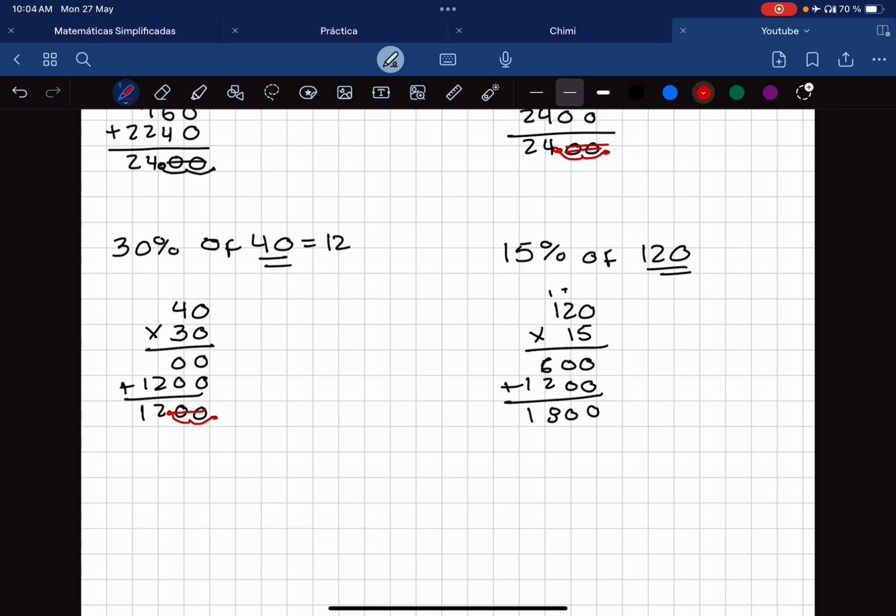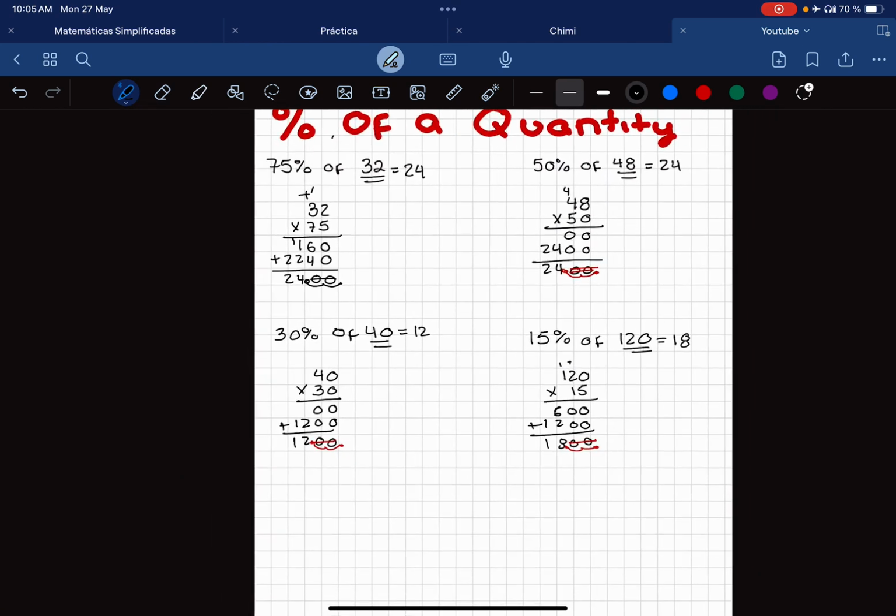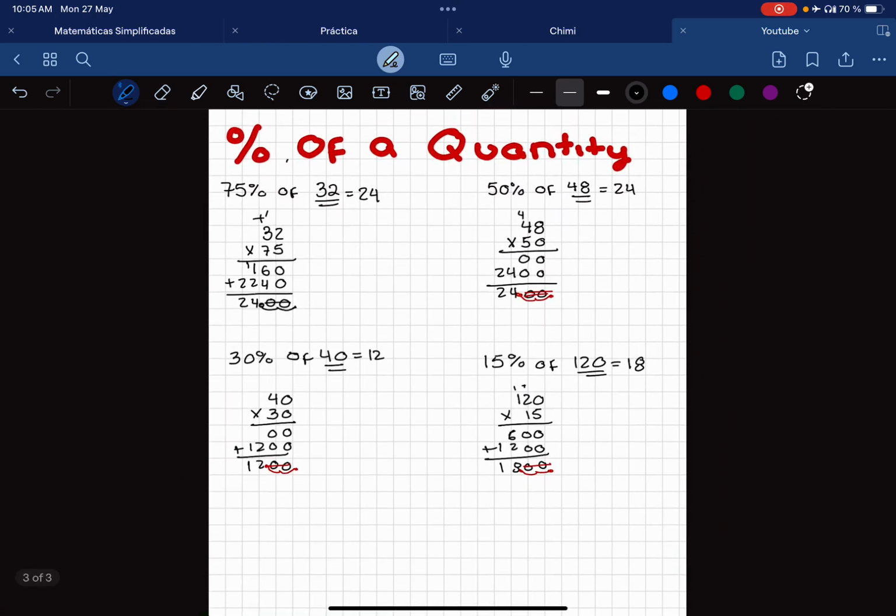Once again, the last step, you cannot forget it. You identify the decimal point, in this case we don't have one, and we move it 2 times to the left. We get rid of the zeros, so 15% of 120 is 18. That's it. I hope you can apply this to your project.